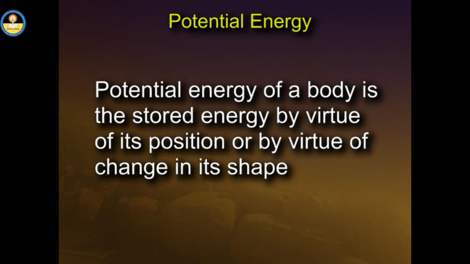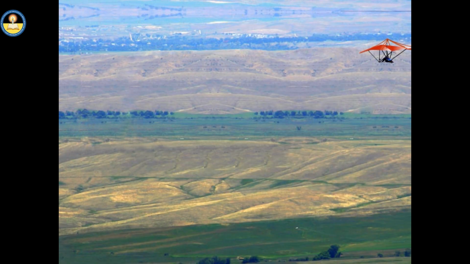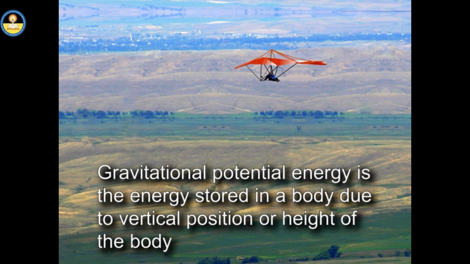The energy stored due to the position of the object or due to change in its shape is referred to as potential energy. Potential energy of a body is the stored energy by virtue of its position or by virtue of change in its shape. The energy stored due to the vertical position of a body is referred to as gravitational potential energy.